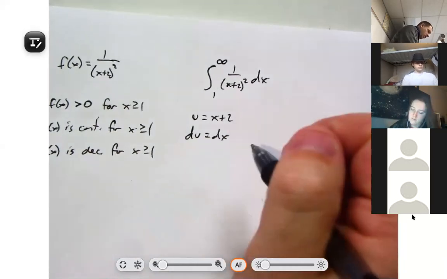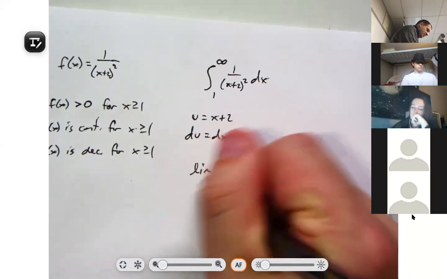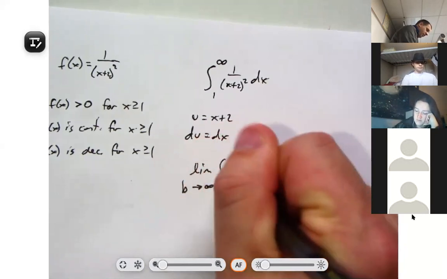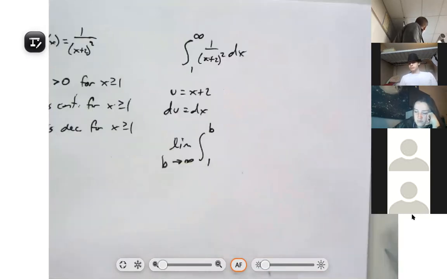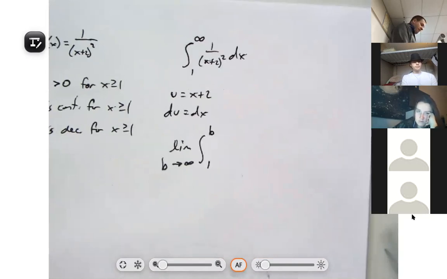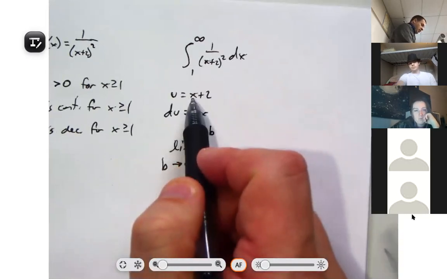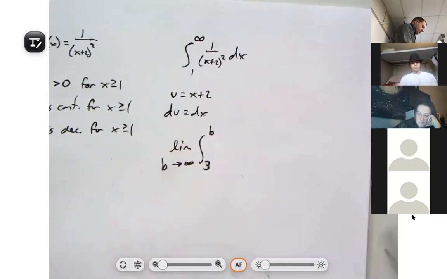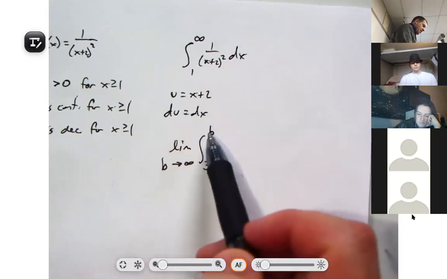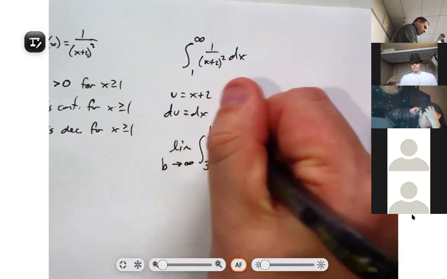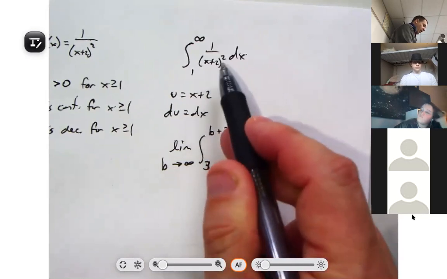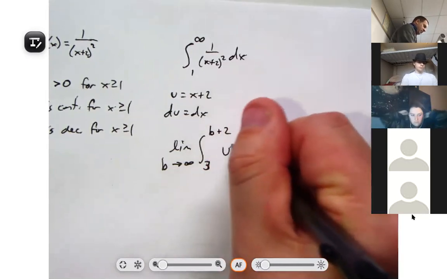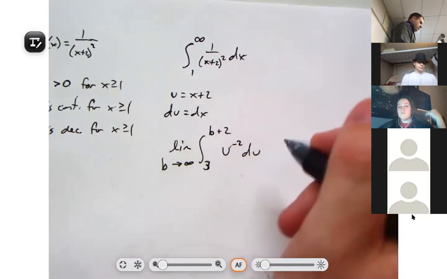Okay, so now I'm going to have the limit as b goes to infinity from 1 to b. In fact, it's not going to be 1 to b. Since I'm changing these to u values, if x is 1, then u is 3. And if x is b, then u is b plus 2. And it's going to be 1 over u squared du. So u to the negative second du.